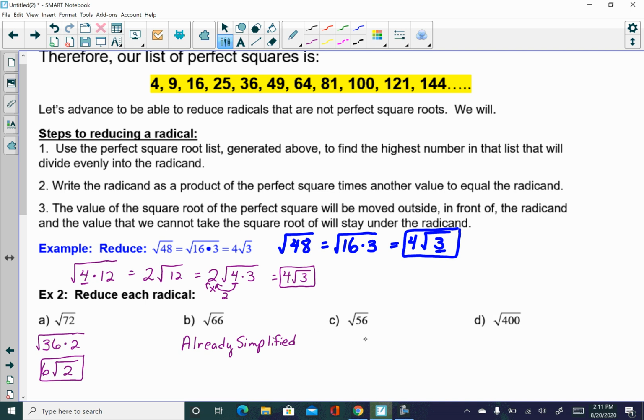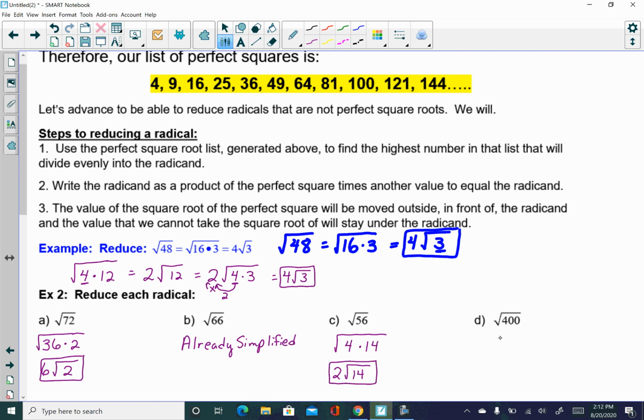All right, let's move on over to letter C. In letter C, I have the square root of 56. So I'm looking for the highest number in my list that will divide evenly into 56. We would do 56 divided by 4. That works, right? 4 times 14 gives me 56. The square root of 4 is 2, so it comes outside. 14 stays inside. You might think 14 is a large number, but you ask yourself, is there a number in your list that will go into 14? The numbers in my list are my perfect squares, and so no. That's my final answer.